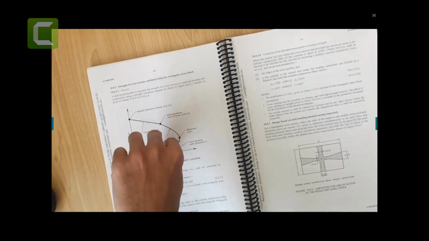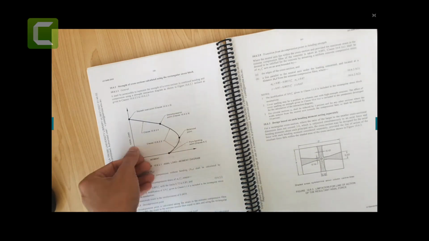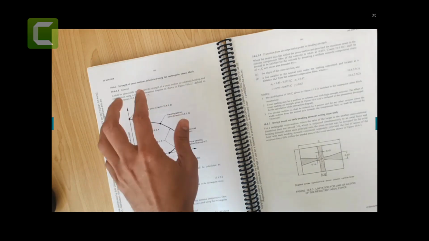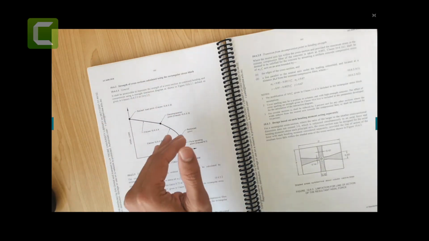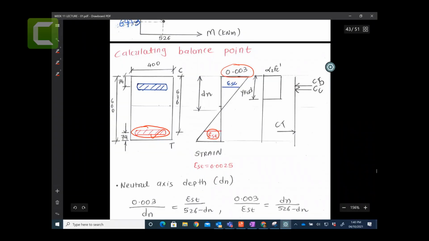So this balance meaning that below this point is your ductile failure. Like you can see, this is the ductile failure. If you draw the line, then you have ductile failure. Above this line is a brittle failure. Brittle failure means that this steel is not yielded. So you remember that your neutral axis is somewhere here, so your steel is not yielded.